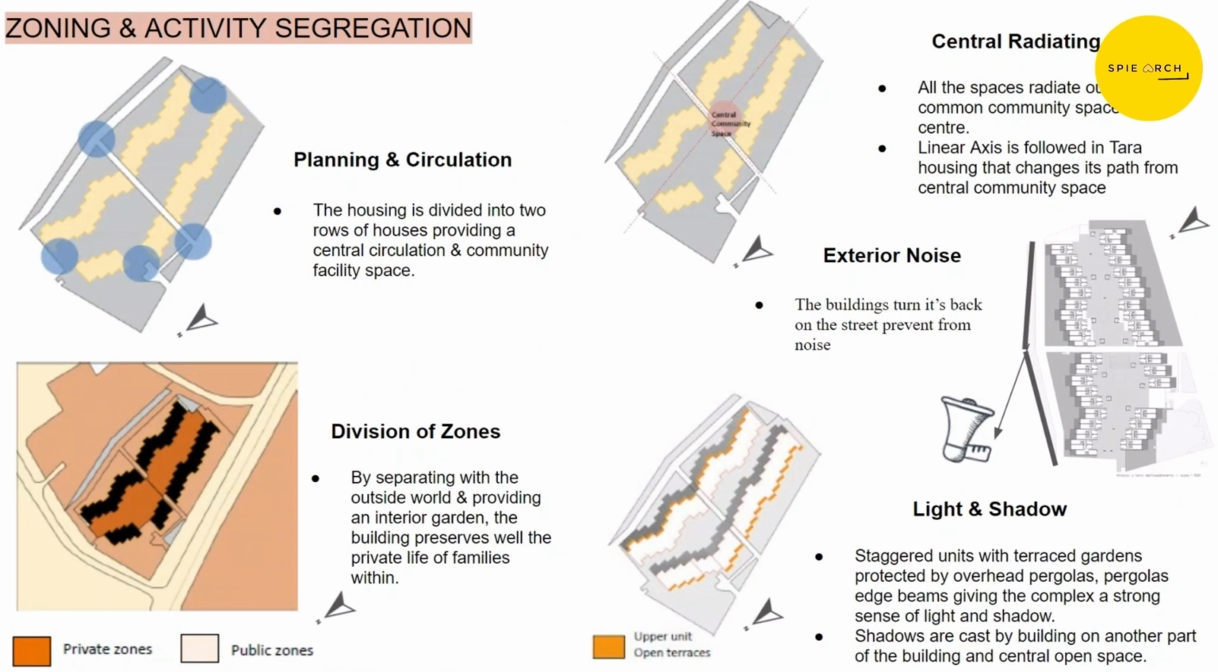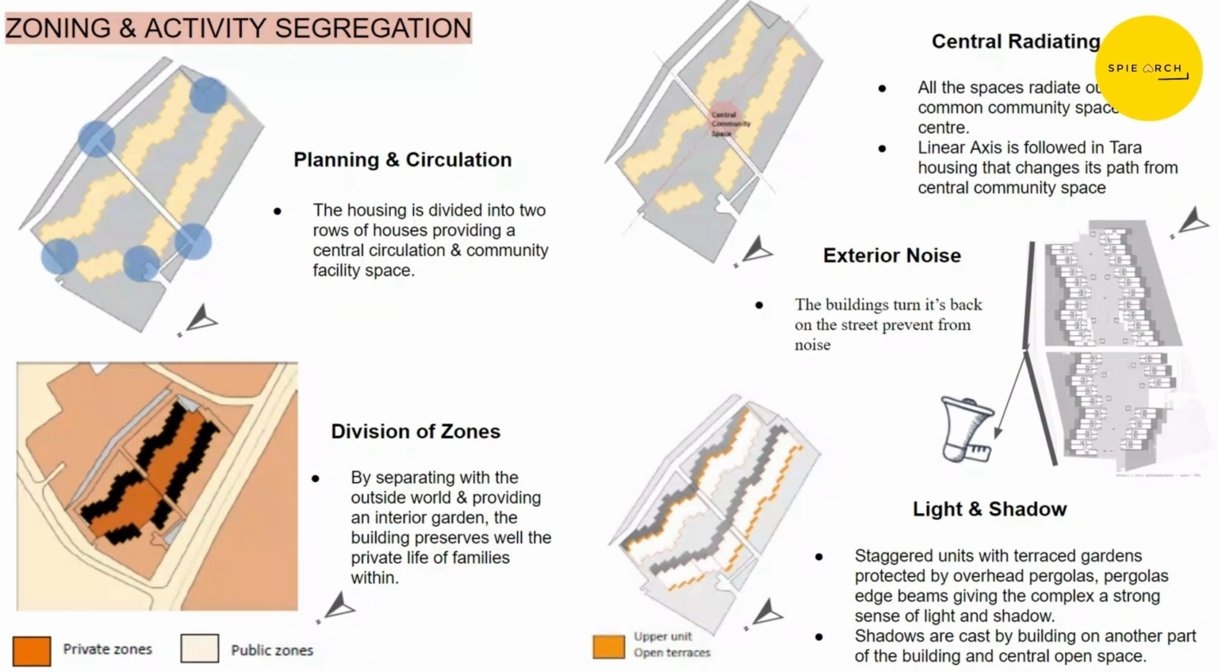Then next slide. So the planning is done in such a way that the society is divided in 2 rows, having circulation in the center. Now, at the center, they have community spaces. The houses are oriented around the community spaces. The staggered light and shadow, the staggered unit with the terrace garden protected by overhead pergolas, edges, beams, giving the complex a strong sense of light and shadow. And the inner part of the society is totally private.